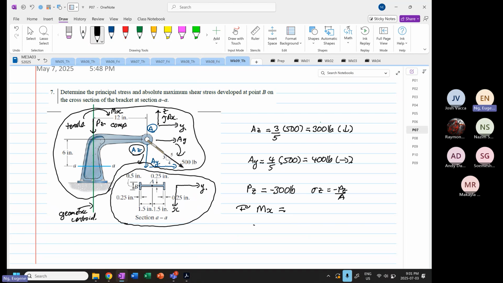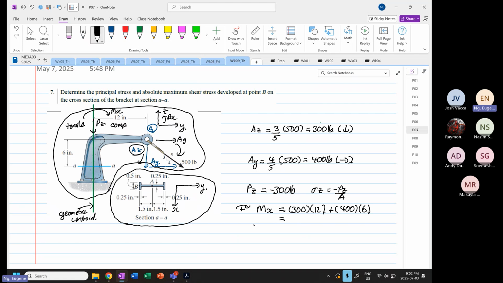So AZ is equal to 300 multiplied by a distance of 12 inches. And then AY is going about the same direction. It's going to give me AY, which is equal to 400. Now, when the applied force is perpendicular to the centroid, you take it to the position of interest, which is A, and you multiply by 6.